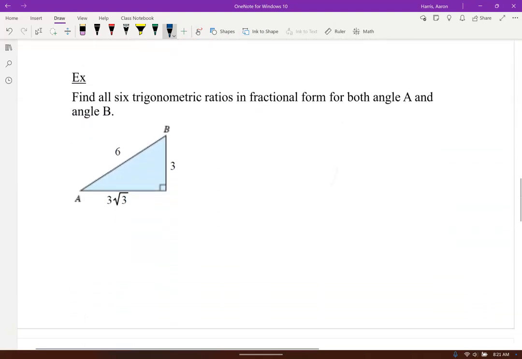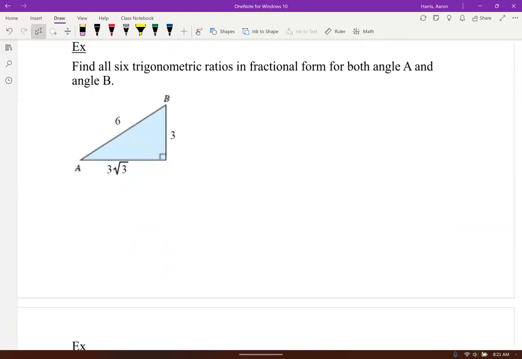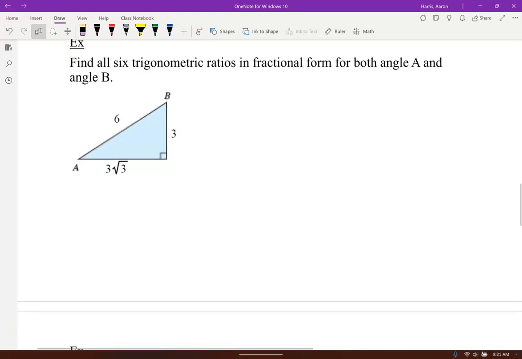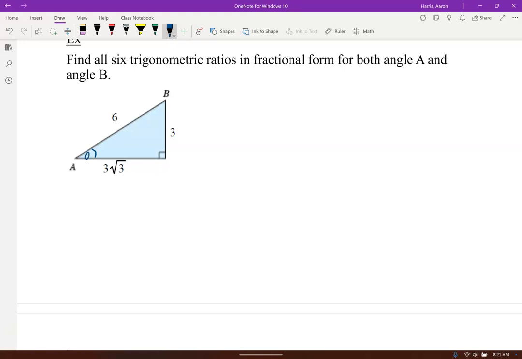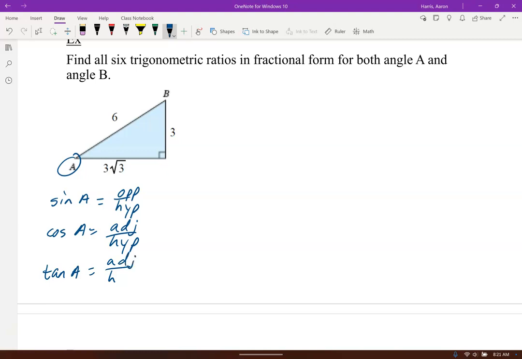So let's go ahead and find all 6 trig functions here for angle A. So let's do it first for this angle A. Here's our theta, or it's angle A, we'll just leave it as angle A. So the sine of angle A, O heck, opposite over hypotenuse. Cosine of angle A would be adjacent over hypotenuse, or SOHCAHTOA. Tangent would be opposite over adjacent.